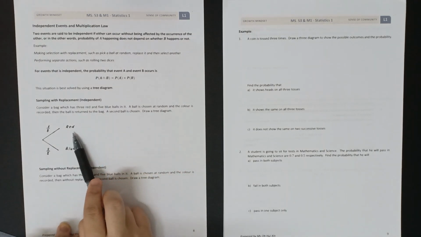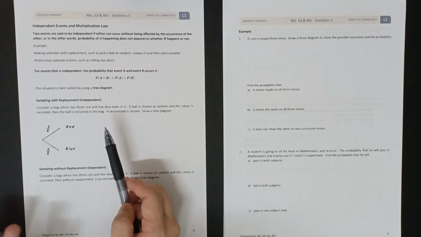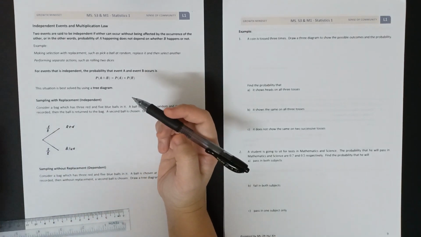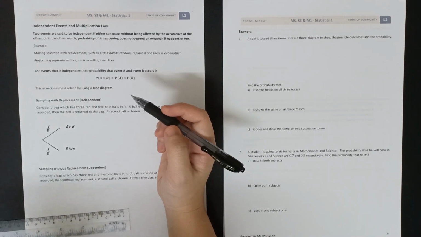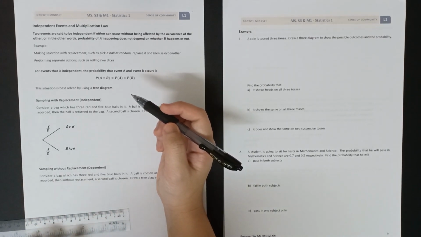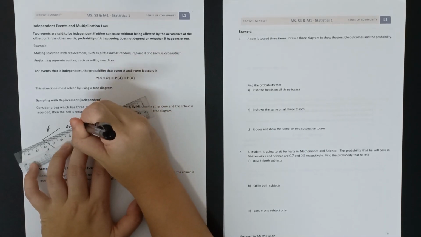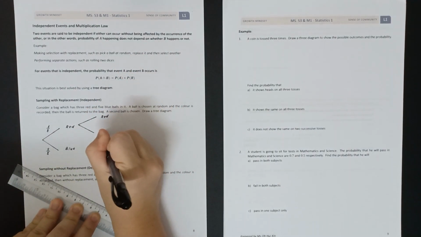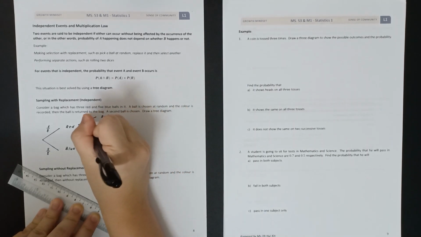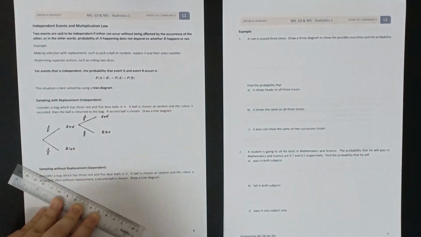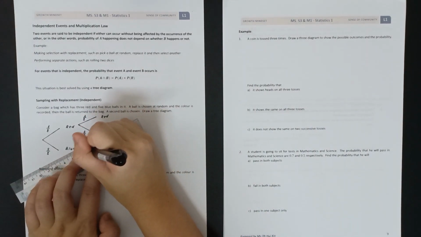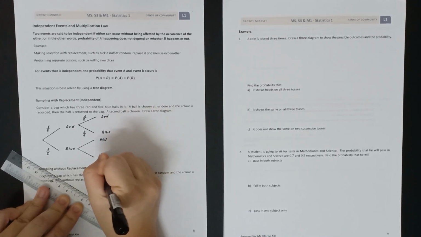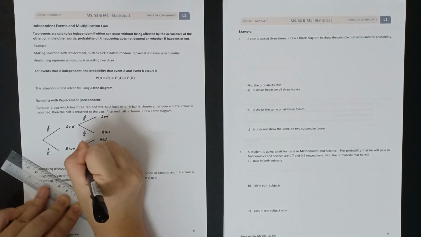After you get a red ball, you put it back into the bag, then select the second ball. Because you put it back, what your first outcome is doesn't actually affect your second outcome. Even though the first one is red, I still have the chance to get a red one or a blue one. The probability is still the same, 3 over 8 for red and 5 over 8 for blue, because I return the red ball. Even if the first one is blue, the second one is the same: 3 over 8 and 5 over 8 also.